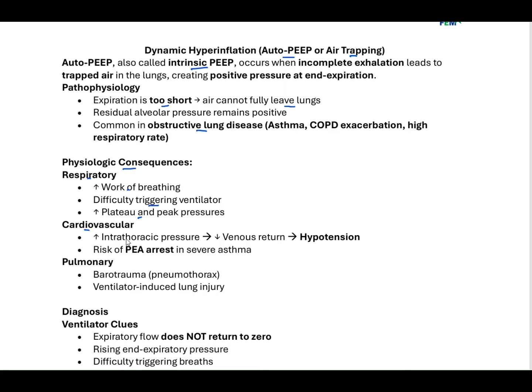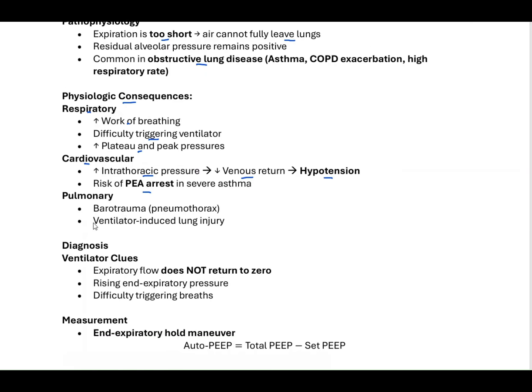In terms of cardiovascular, that could increase the intrathoracic pressure, and that could lead to decrease in venous return, and that could lead to hypotension. And even the patient could develop a PEA arrest, pulseless electrical activity arrest, especially in patients who have severe asthma. In terms of pulmonary, it could lead to barotrauma. So the patient could develop pneumothorax, and they could have ventilator-induced lung injury.